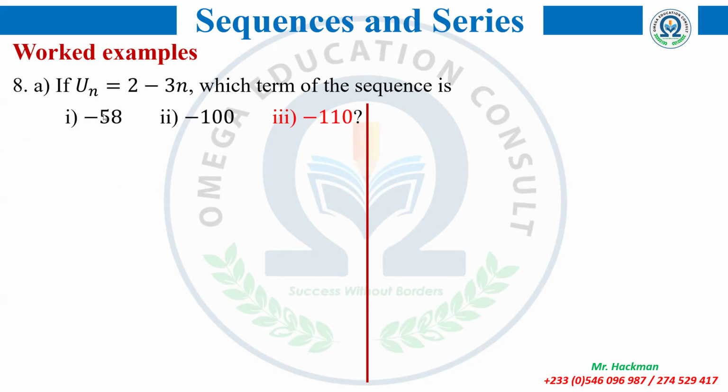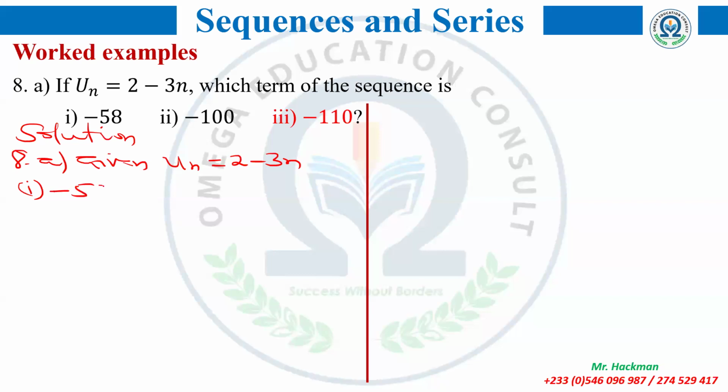So solution, as usual, that's what we are supposed to write first. Then what do we have? I have 8a, so I'll still write the 8a there. I won't change anything. Then for 8a, what am I given? I extract what I'm given: u sub n is equal to 2 minus 3n. Then I come to I. What am I given? I'm given, indirectly, minus 58.